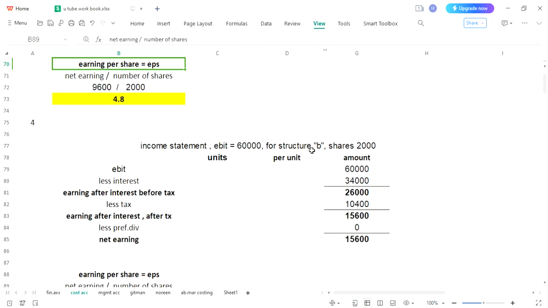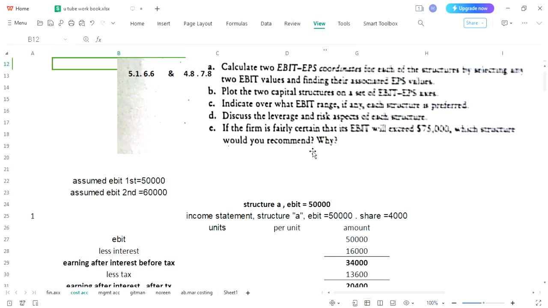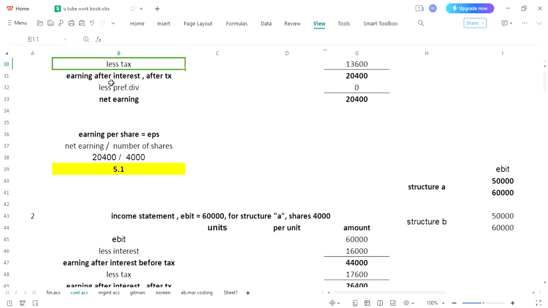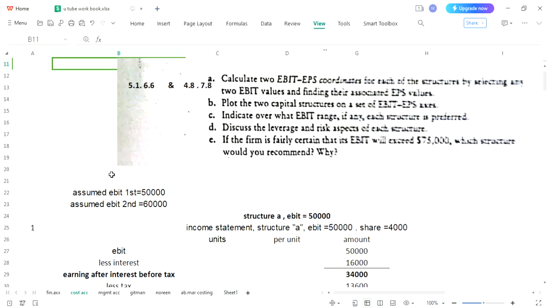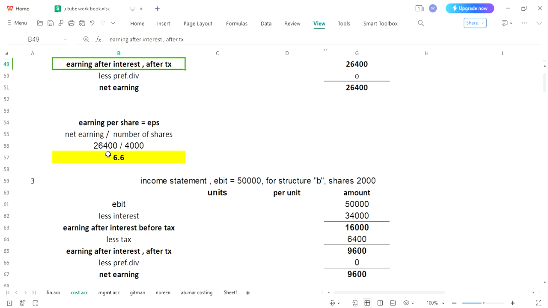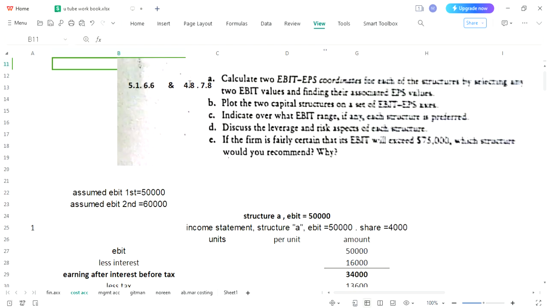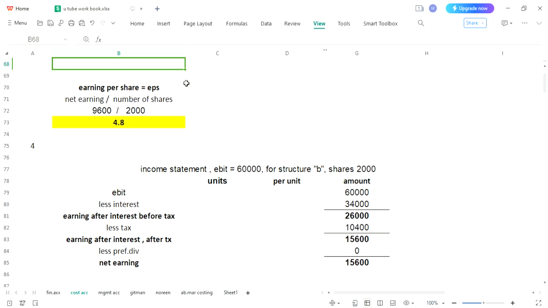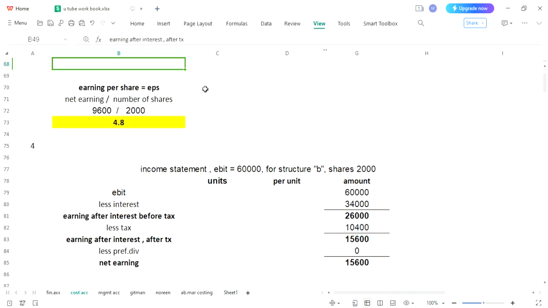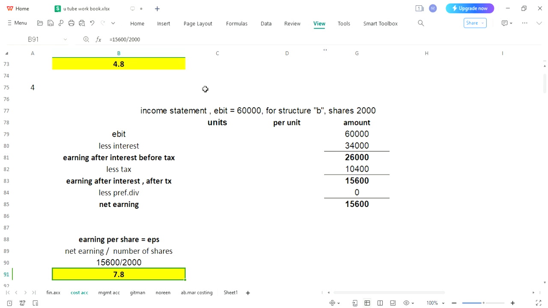Okay, let's get back to the question. And there were A, B, C, D, E points. Only point A was having numerical values. And we are quickly reviewing that: 5.1 first answer, and then we have 6.6 second answer. Then we have 4.8 our third answer, and then we have fourth answer 7.8, and here was your fourth point where you have calculated 7.8.